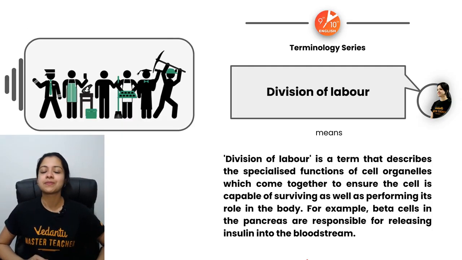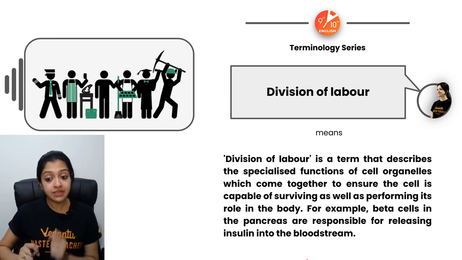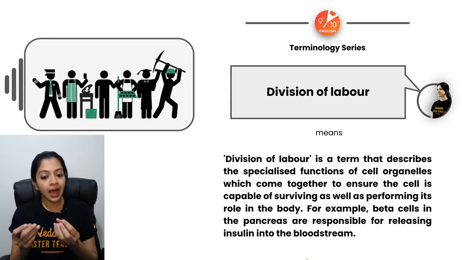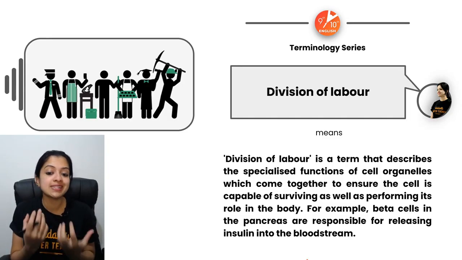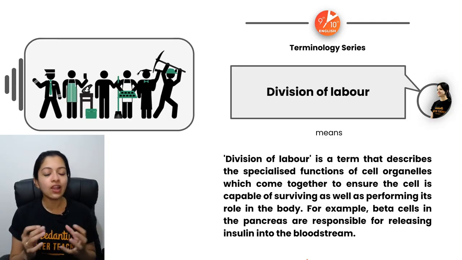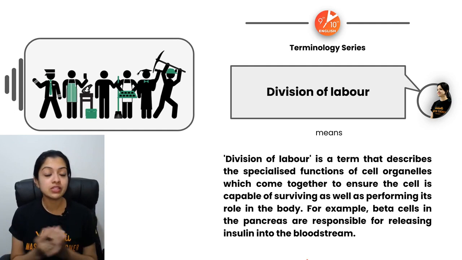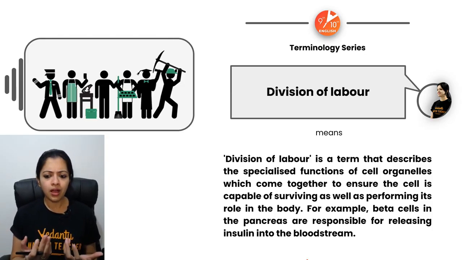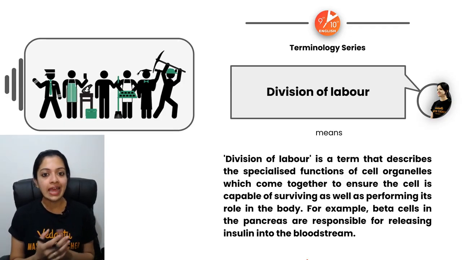Division of labor. What does this mean? In the context of biology, division of labor describes the specialized functions of cell organelles. Each cell organelle within a cell performs different functions. Remember, we compare the cell to a factory, an office, a shopping mall, so many things that we've done to understand the cell.